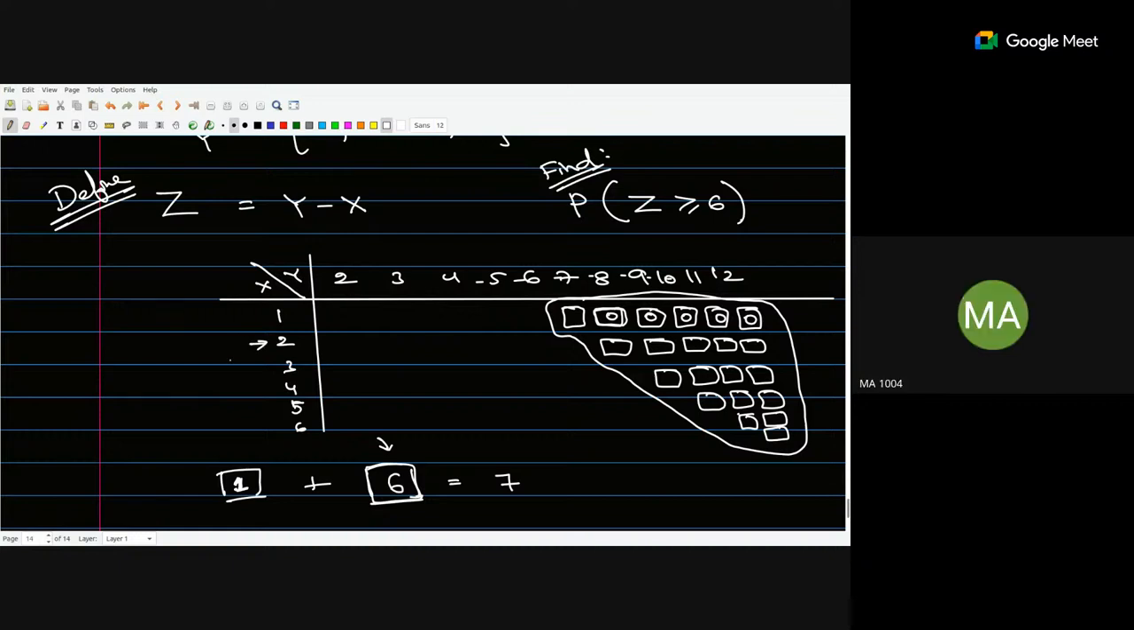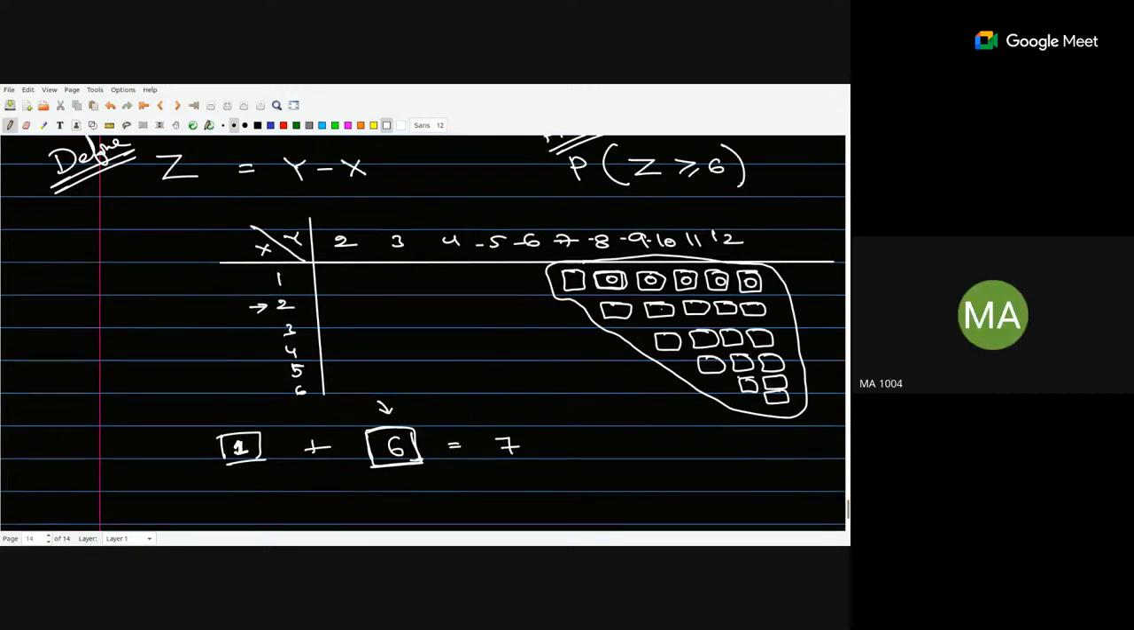Let's go to 2. With 2, we get a maximum of 8. So this is 0, 0, 0, 0. Similarly, for 3 we get a maximum up to 9, and so the others will be 0. Similarly for 4 and 5, the rest will be 0. And for 6, we can reach a maximum of 12, so I didn't put 0 there. So from the table, you thought you should add these many values, but all are zeros. You don't need to worry about them.